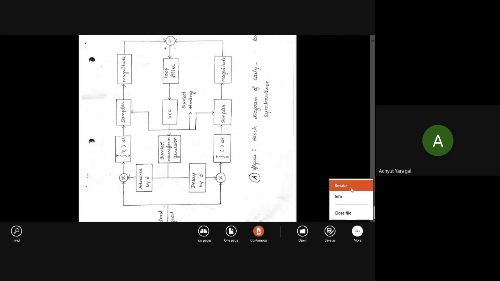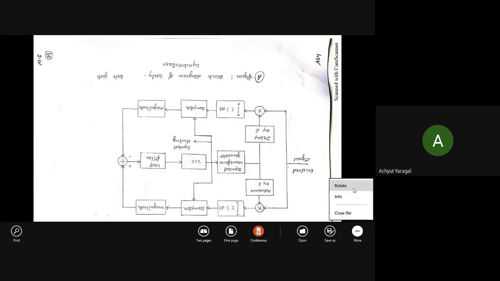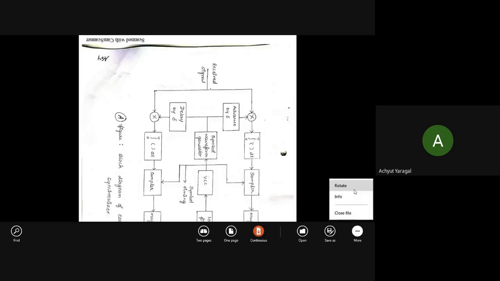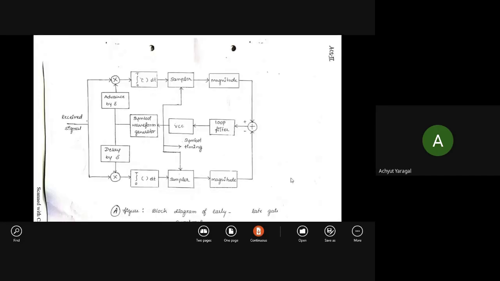I will just rotate here so that it is quite easy to understand. You can see in this particular figure what is represented: it is the early late gate synchronizer. We have the received signal, and the received signal is given to two multipliers. The upper multiplier has been advanced by delta, and the lower multiplier has been delayed by delta.